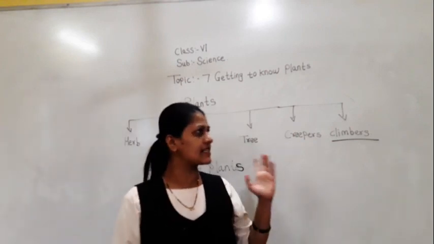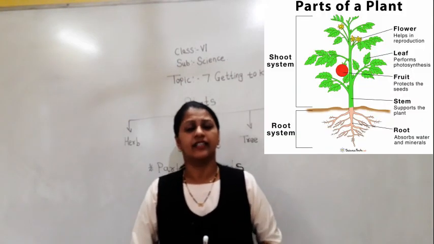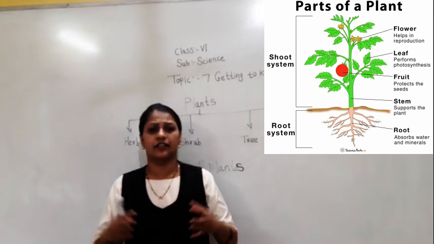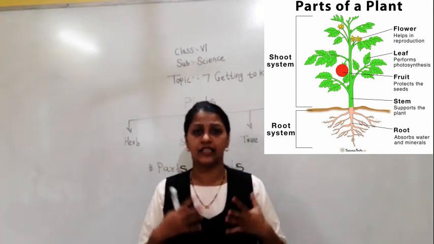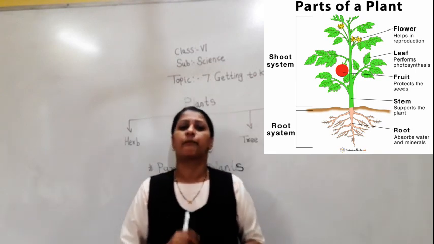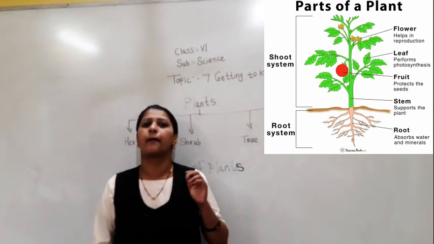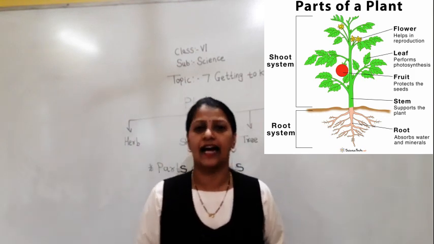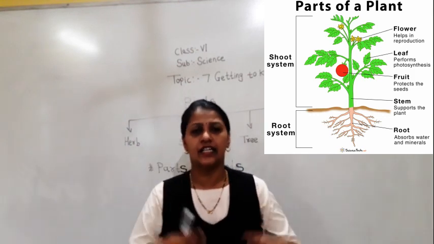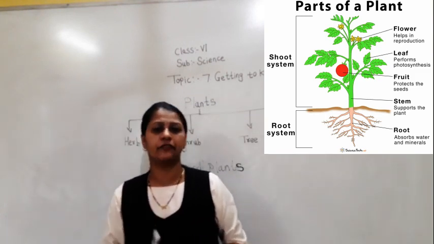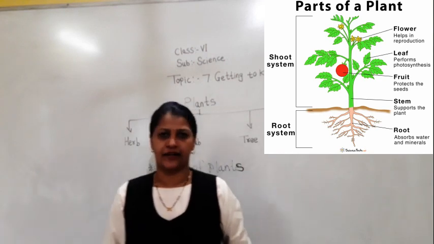Now see, this is a plant. If you look at the plant, you can see the different things on it. We can see the stem, leaves, bud, flower, fruit, and root. These are the different parts of the plant.